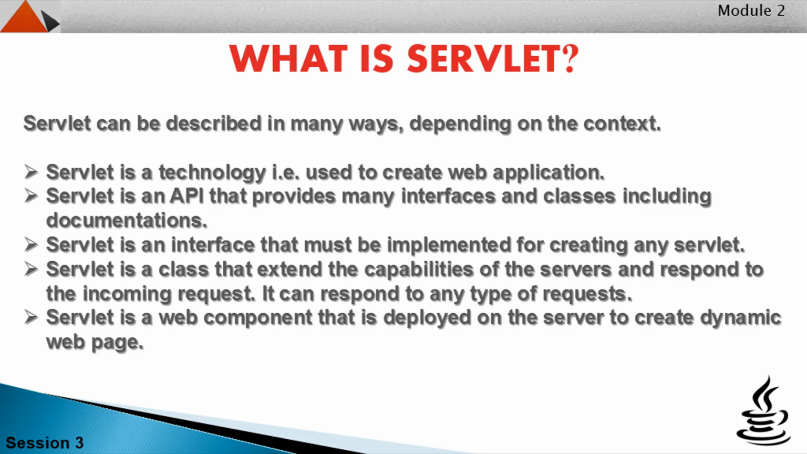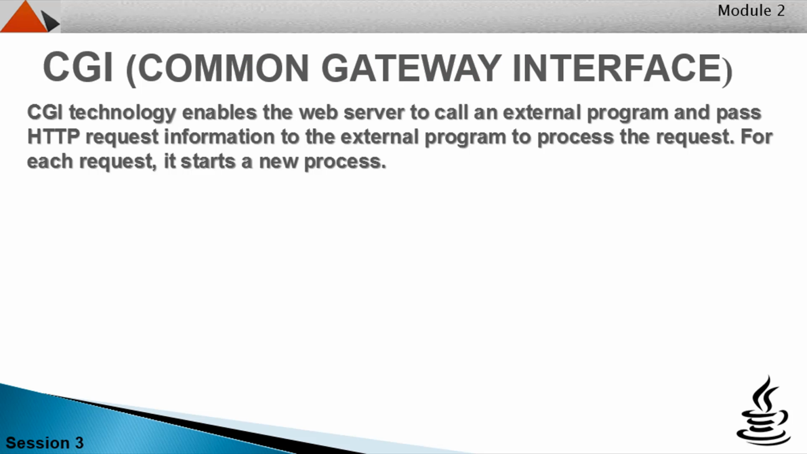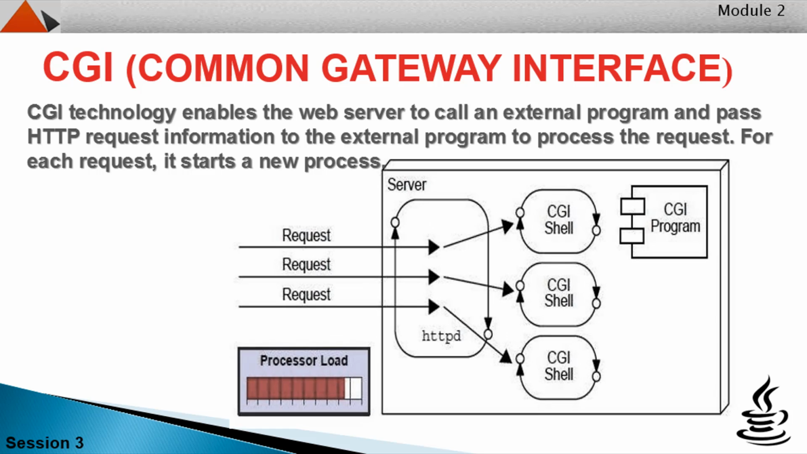Now let's try to compare CGI and Servlet. CGI technology enables the web server to call an external program and pass HTTP request information to the external program to process the request. For each request, it starts a new process. Disadvantages of CGI. There are many problems in CGI technology. If the number of clients increases, it takes more time for sending responses. For each request, it starts a process and the web server is limited in starting processes. And it uses platform-dependent languages like C, C++, and Perl.